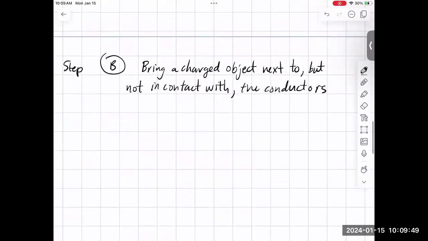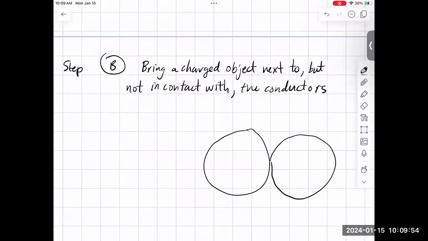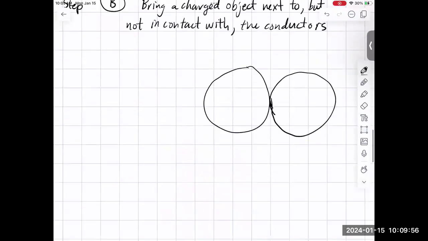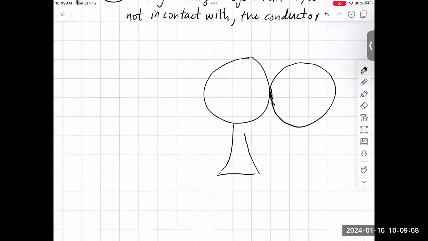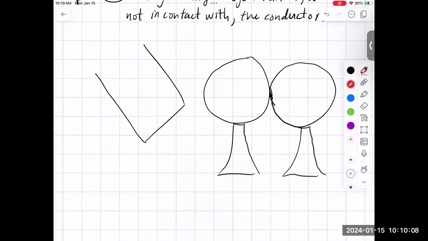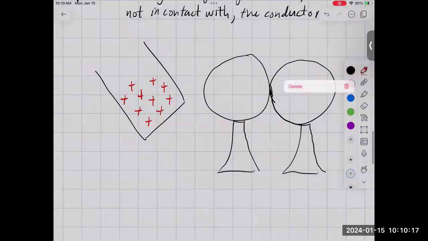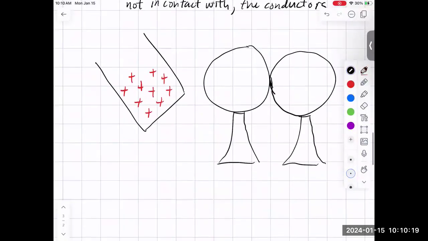Okay, and so we can draw that. So what I'll do is I'll draw my two spherical conductors. They're touching there. They're sitting on their stands that are insulating. And then we have some kind of plastic rod or whatever, and we're going to put a positive charge. It doesn't matter that it's positive, but I just have to draw something. So I happen to choose positive. So this is a charged rod.